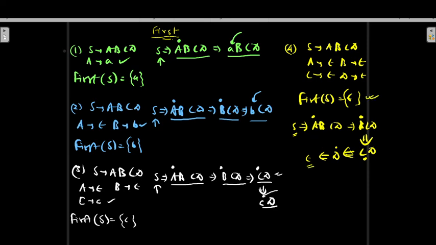So we can see that these four different production rules are used to generalize the concept of first of S.